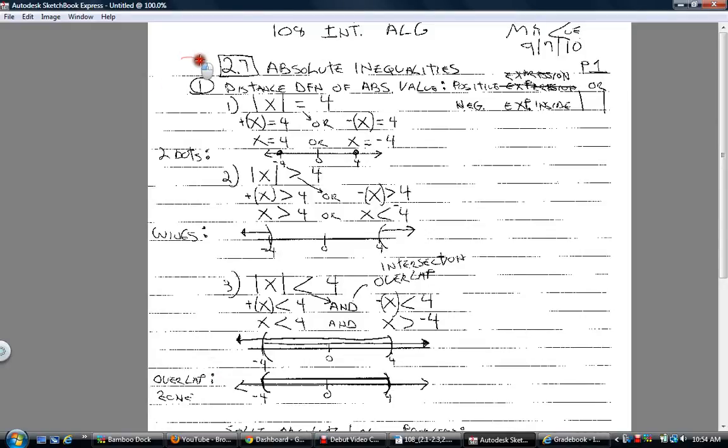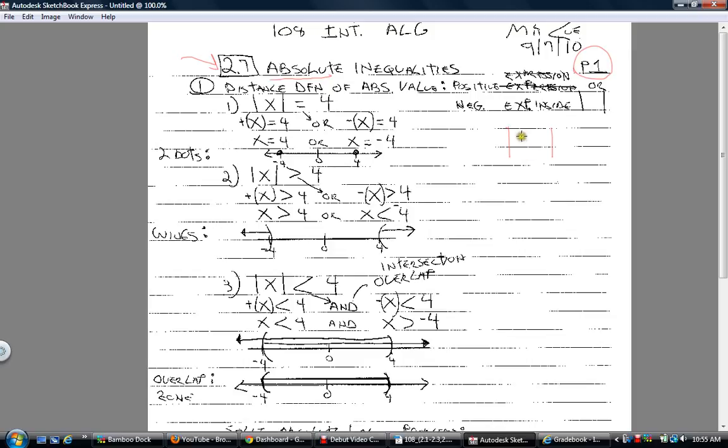Welcome to section 2.7. We're going to work with absolute inequalities and we're going to tackle page 1 here on this video. And we are going to deal with the absolute value, and that's the idea that the distance, whether you're going east or west from Boise State, you have the same amount of distance.